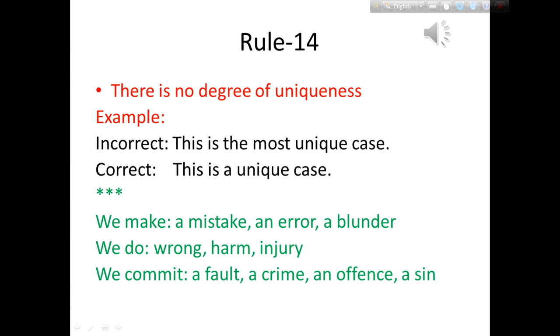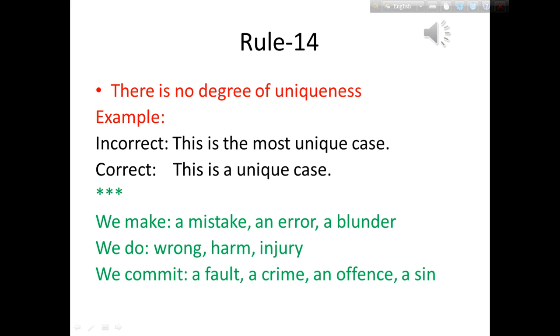Rule 14. There is no degree of uniqueness. That means the very word unique contains the highest degree of a quality. So there is no necessity to use another word to mention the degree. So here we have the example. This is the most unique case. So the very word the most is not necessary here, because we have the very word unique to show the utmost quality. So the correct sentence will be, this is a unique case.